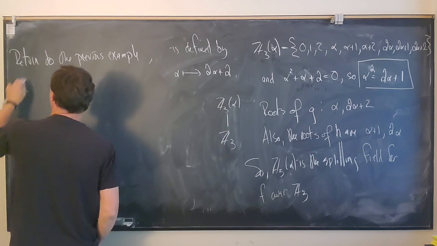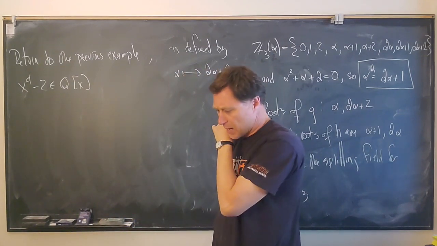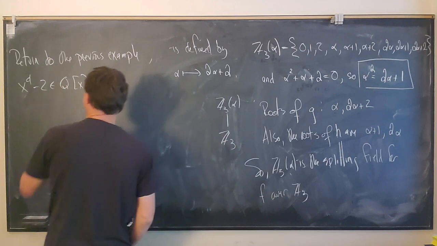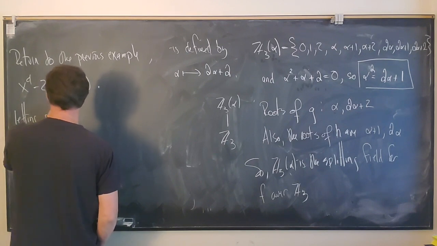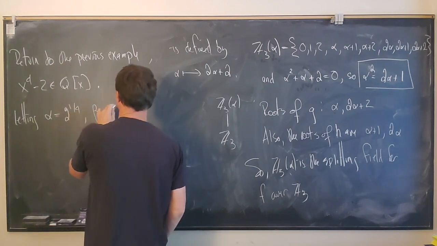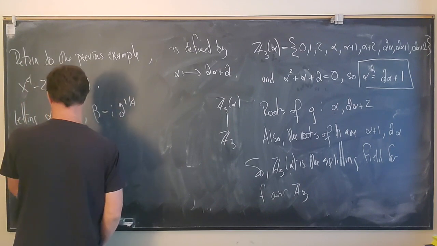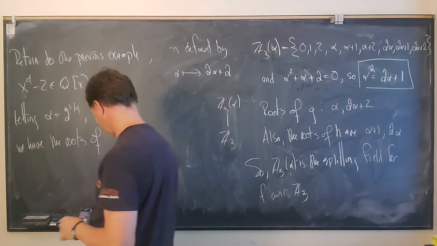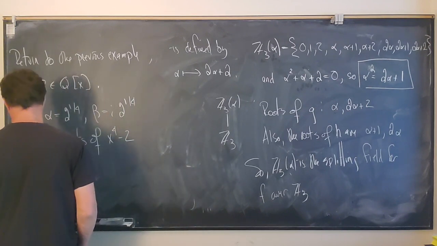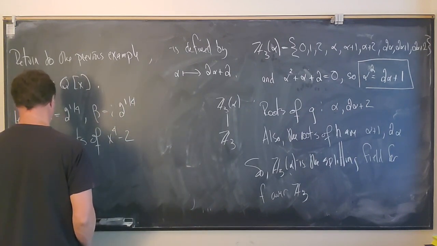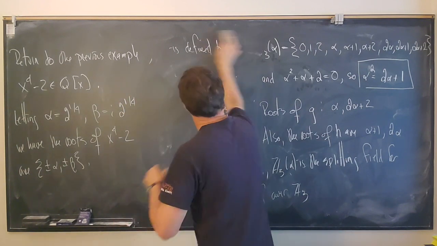where we were looking at the polynomial x to the 4th minus 2 viewed as a polynomial with coefficients in Q. Now, letting alpha equal 2 to the 1/4 and beta equal i times 2 to the 1/4, we have the roots of x to the 4th minus 2 are, let's write it as a set, plus or minus alpha and plus or minus beta. And remember what I did last time?